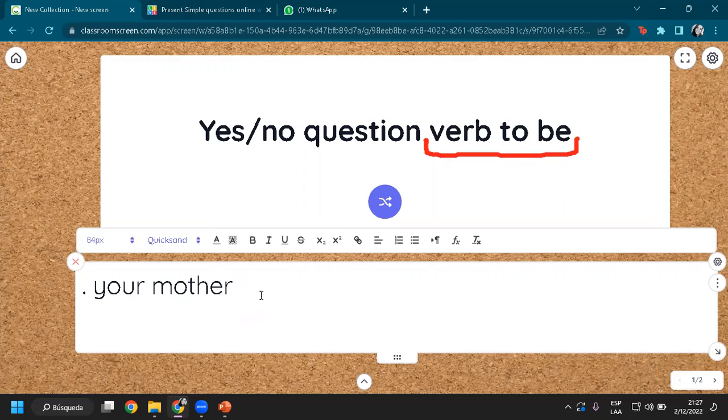Okay. No. Remember, si tengo una yes no question con el verbo to be, ¿qué necesito primero? El verbo to be. The verb to be. So, Lily, ¿qué verbo to be vamos a usar? Am, is, or are? Lily, are you there? I cannot hear you.